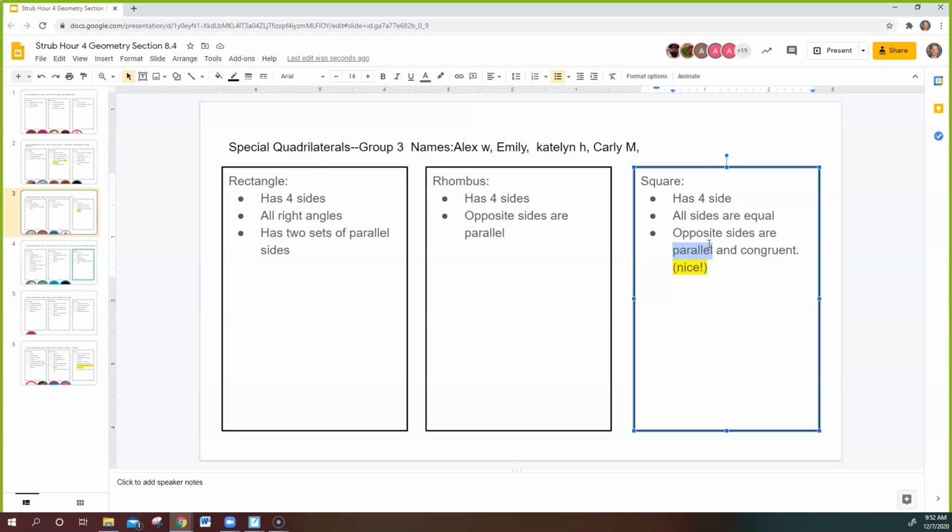I noticed this on 3 separate occasions. Some students said all sides are parallel. We have to be careful with the word all. All right, I understand what you mean, but all sides would refer to 4 sets of lines that are parallel, and that can't make a square then. So we would have to say opposite sides are parallel.